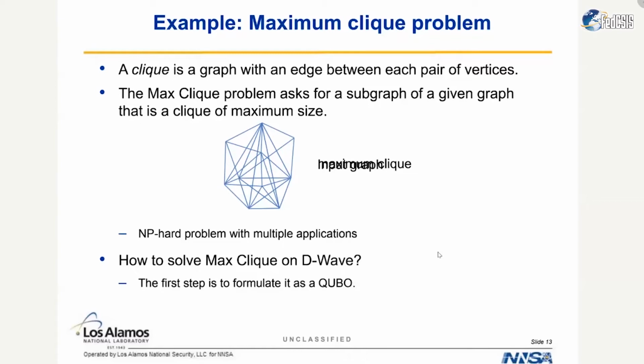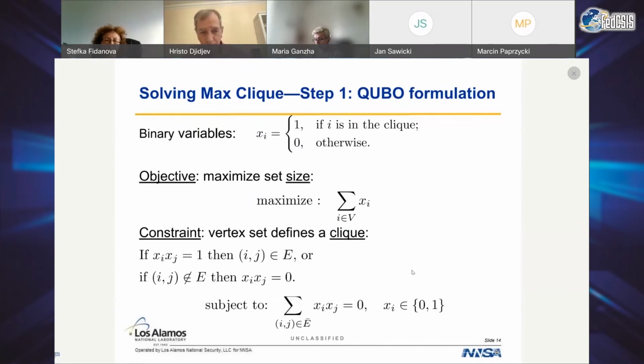Okay, so we have to solve some maximum clique problem. How do we do it on D-Wave? So the first step is to reformulate it as a QUBO problem, and we'll do this on the next slide. First, we define a binary variable for each vertex, and the meaning of this variable will be like if we get 1, this means that the vertex is in the clique.